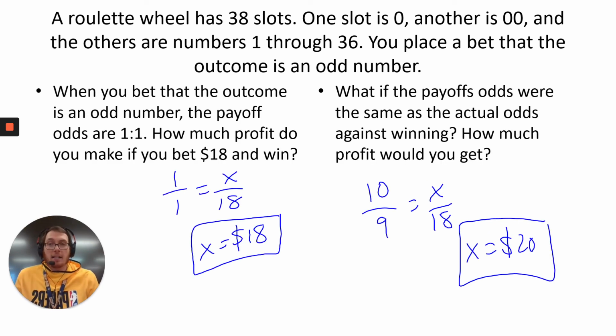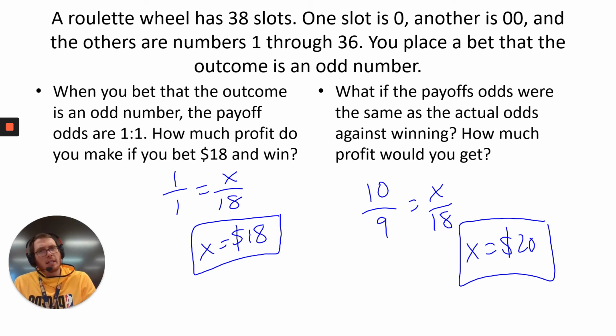Now the company says, all right, you pick odd or even. If you pick odd, we'll pay you 1 to 1. 1 to 1 is the easiest odds to figure out, which means if you put $1 in, you're going to make $1 profit if you win. So if I put in $18, I'm going to make an $18 profit. Now remember, I don't end up with $18. I end up with $36 because it's my 18 original dollars plus the $18 that I made.